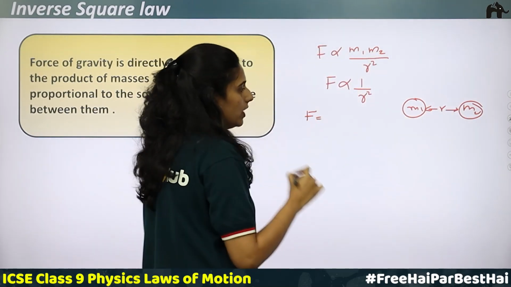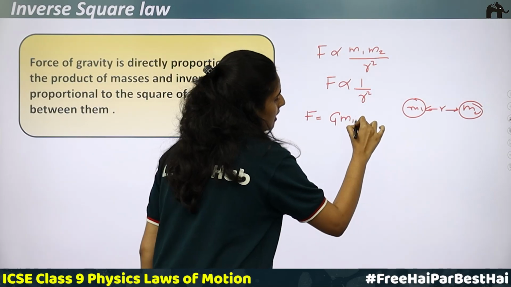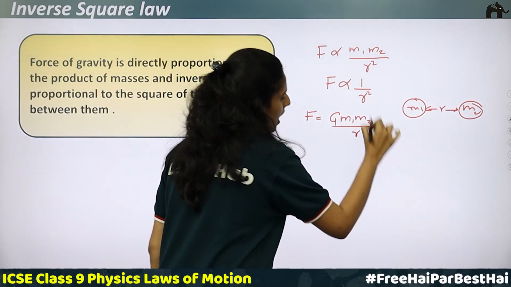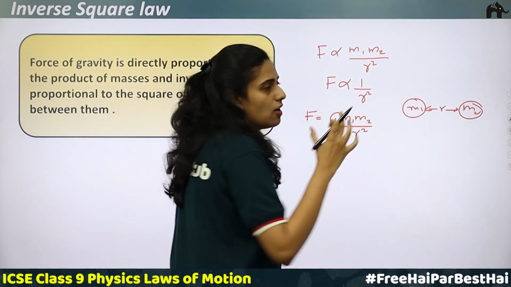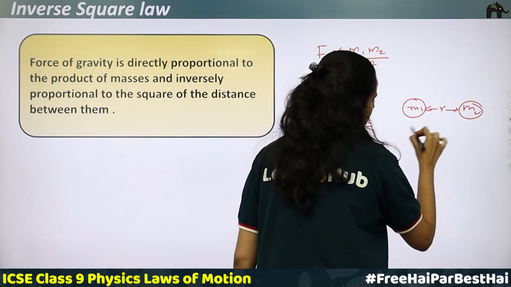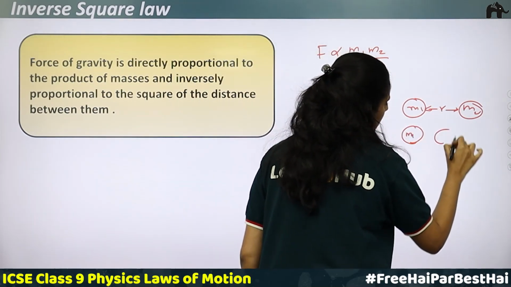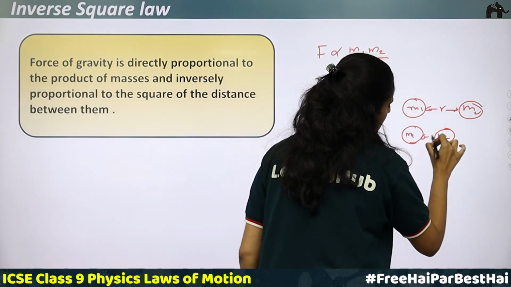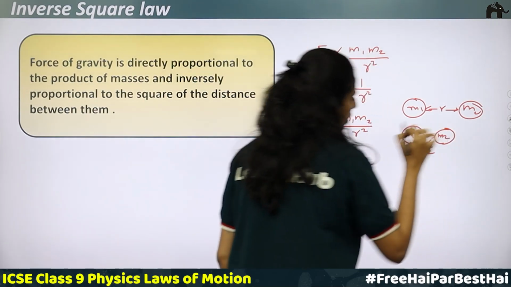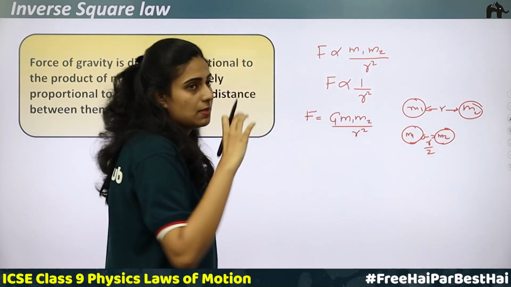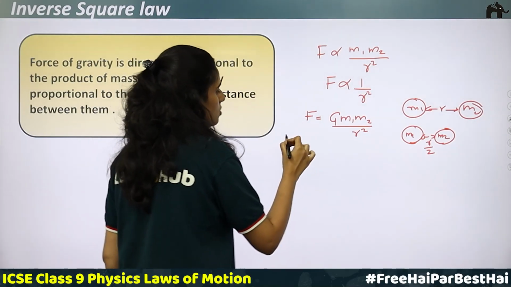F will be equal to G m1 m2 divided by r square. Now the distance of separation is reduced to half, that is, m1 m2, and the distance of separation now is r by 2. Okay, distance of separation becomes half. Then what happens to force?